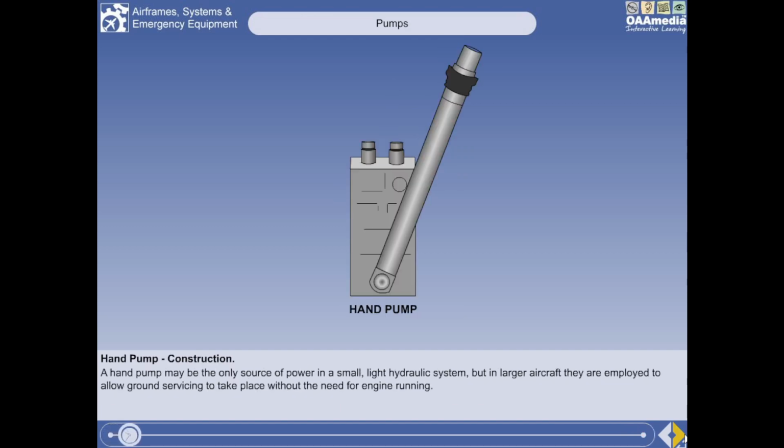A hand pump may be the only source of hydraulic power in a light aircraft hydraulic system, but in larger aircraft, hand pumps may be employed to allow ground servicing to take place without the need for engine running, enabling lines and joints to be pressure tested and cargo doors to be operated.